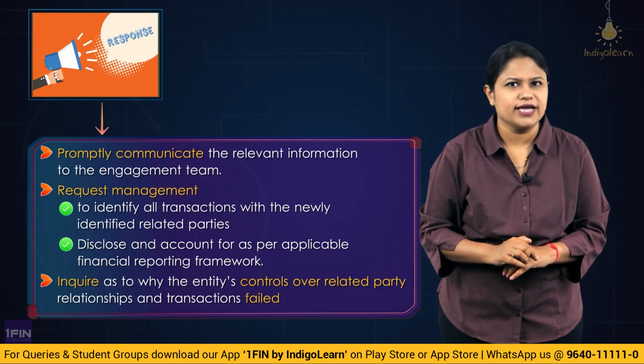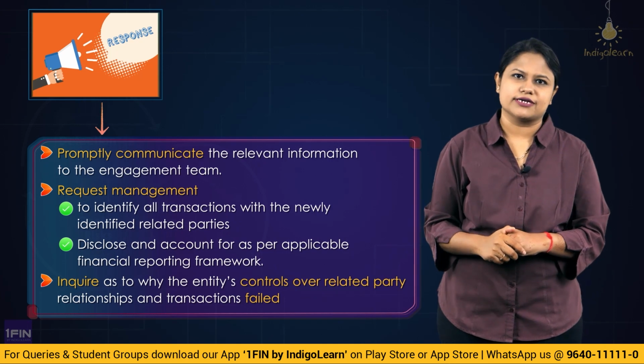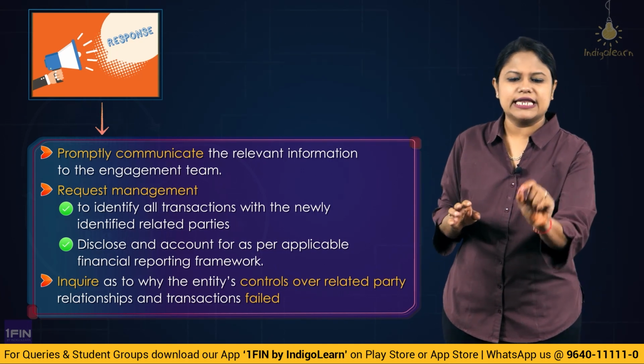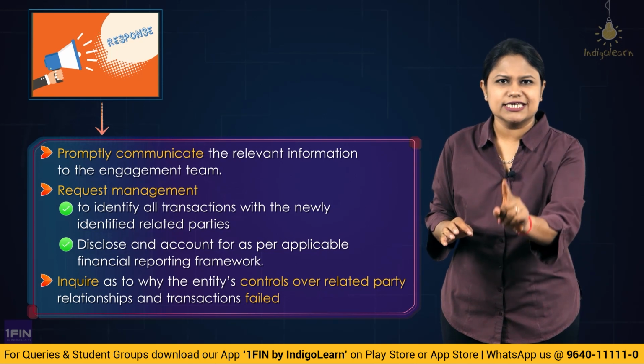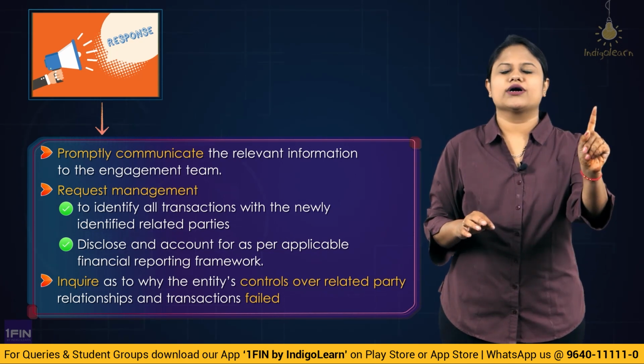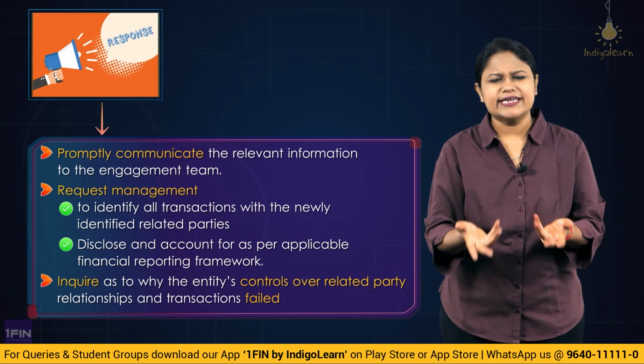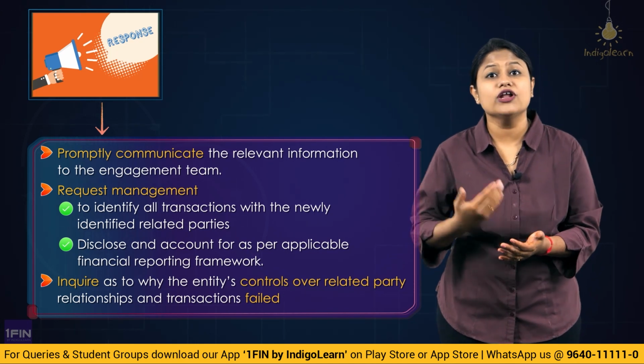How did your control fail? Question the management about it. Got it? So tell the management, look, we have identified the 11th related party. This is not accounted for in the books. You have to account for the same. Second, ask them why. Why did you do this? Okay, how did your control fail?